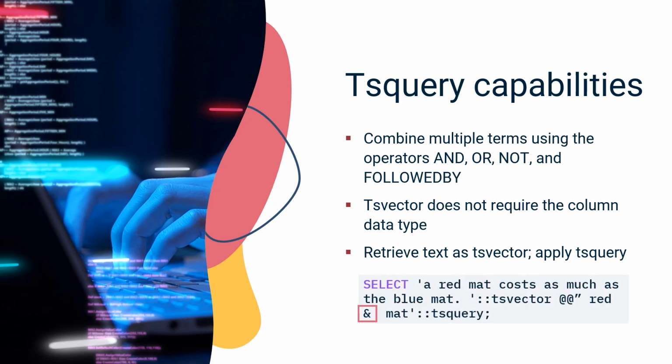Here, the string, a red mat costs as much as a blue mat, is being searched for the presence of both mat and red. This query returns true. If you need red to be followed by the mats and not just randomly appear anywhere, you can use the followed by operator, which looks like this. However, you can only use TS vector to search for text. For other kinds of data, including text data, you can use pgvector.